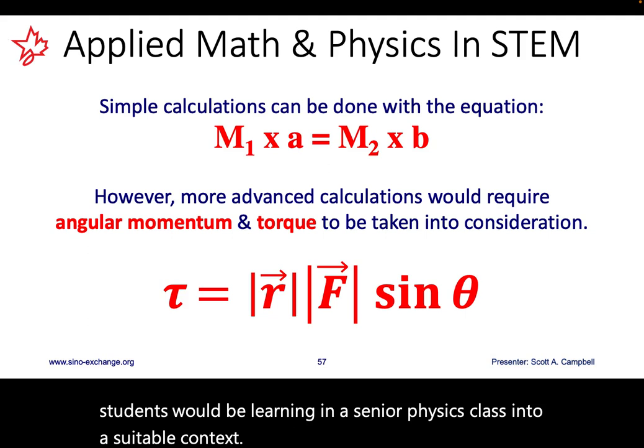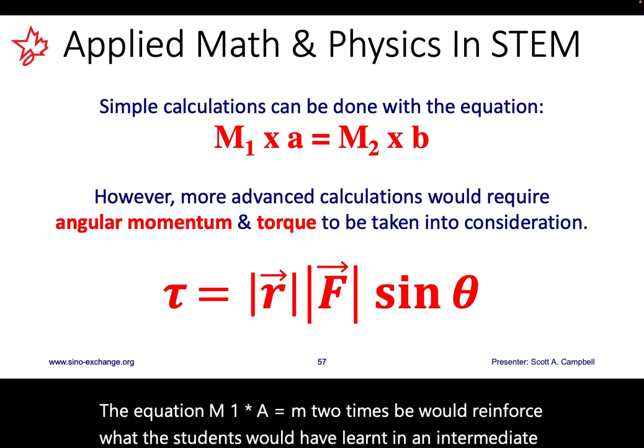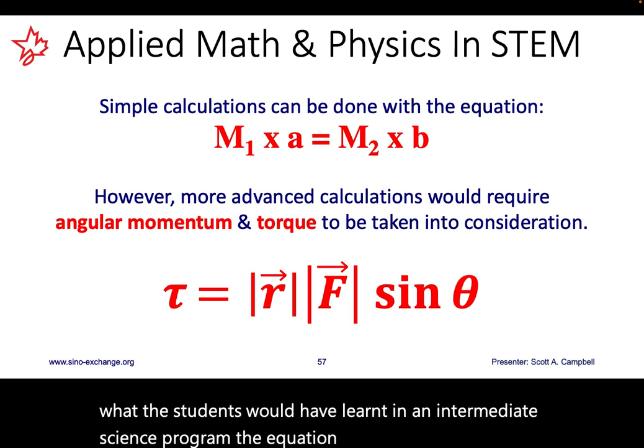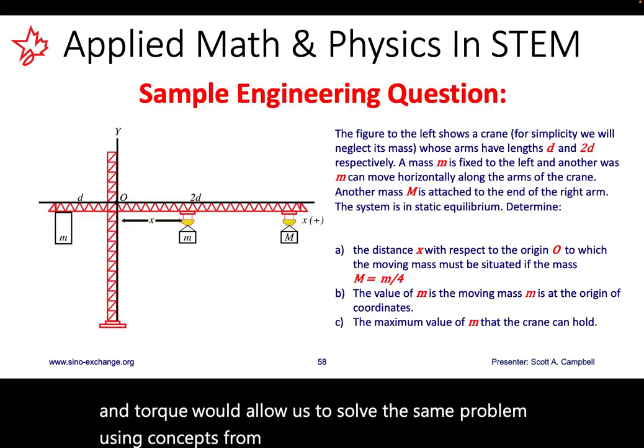Well, the equation m1 times a equals m2 times b would reinforce what the students would have learned in an intermediate science program. The equation for angular momentum and torque would allow us to solve the same problem using concepts from a senior level physics curriculum.